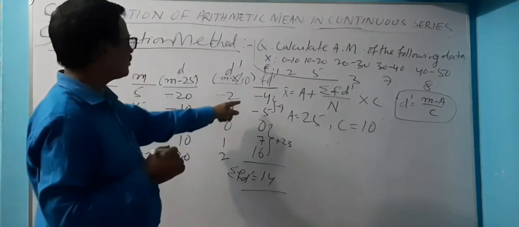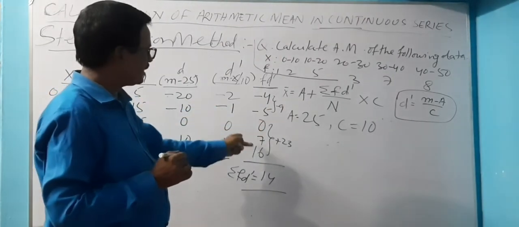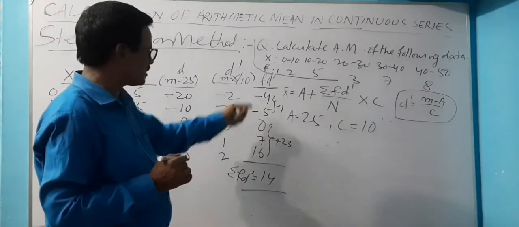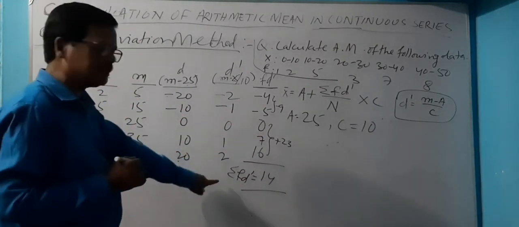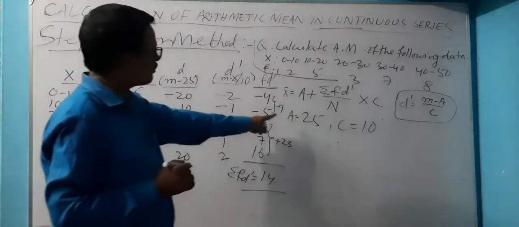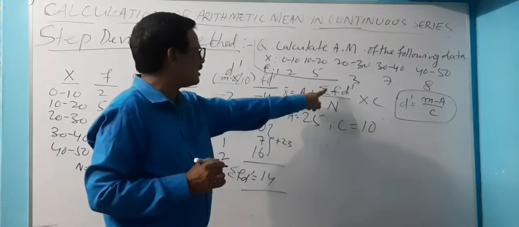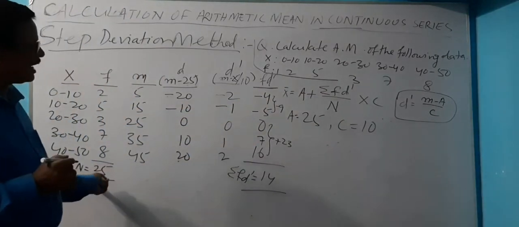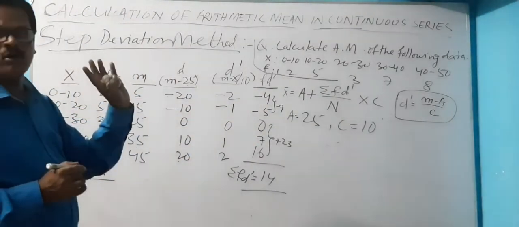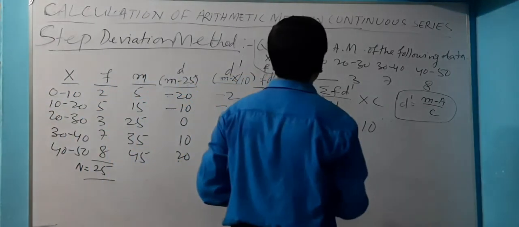Okay, minus 4 minus 5 is raised to minus 9, and this is plus 23. 23 minus 9, that is 14. Now we have got the values of summation fd dash. We have got the value of A is 25, summation fd dash is equal to 14, N is equal to 25, and C is equal to 10. We know all the values. Now we can put the formula.